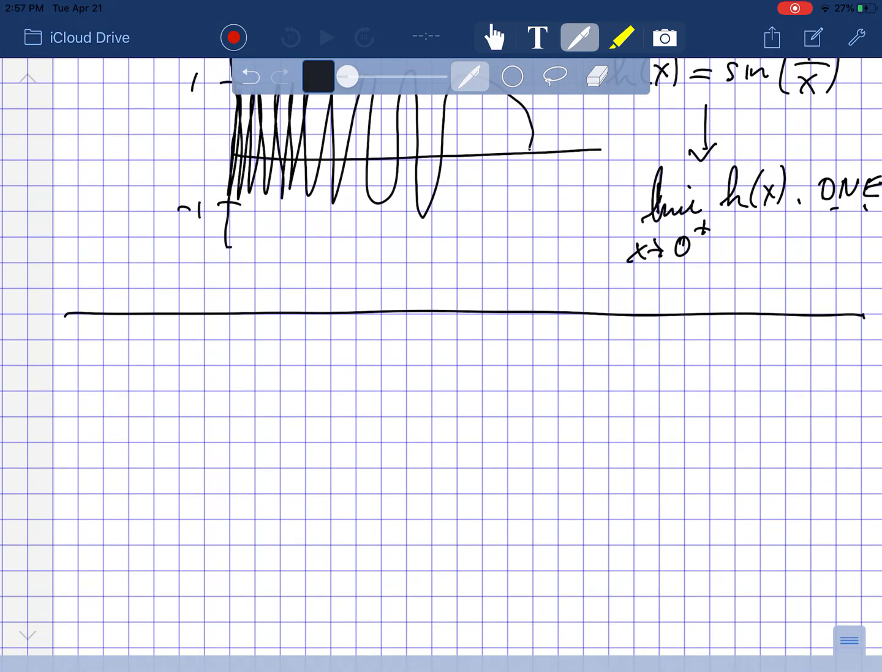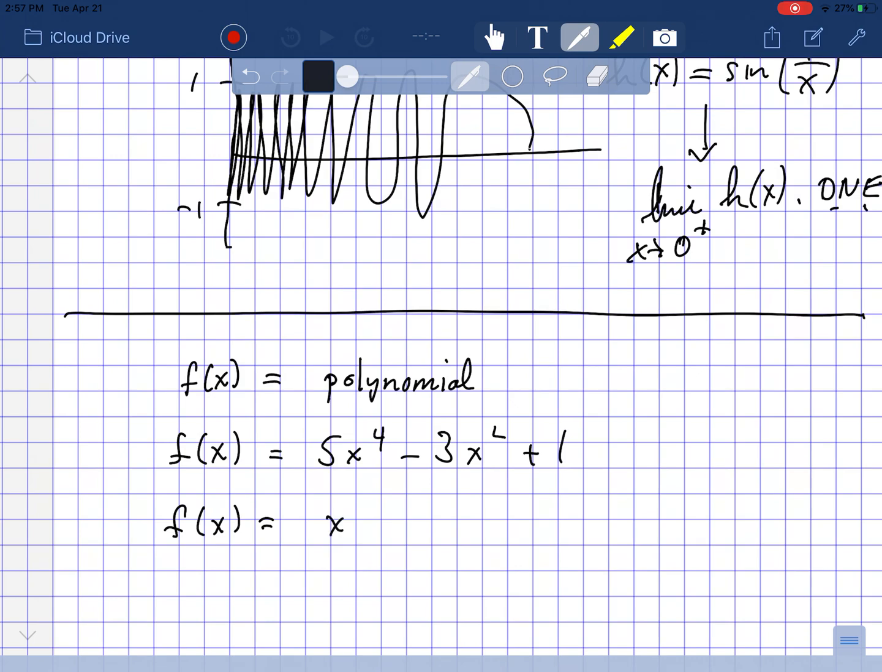Now, if I have a function that's a polynomial, so suppose I have a function f of x equal to some polynomial. Could be something like 5x to the fourth minus 3x squared plus 1, or f of x is equal to x squared plus 4, or f of x is equal to 2x plus 1. So these are examples of polynomials.